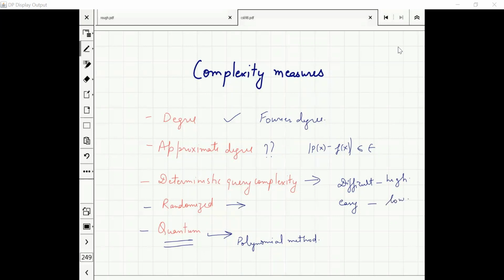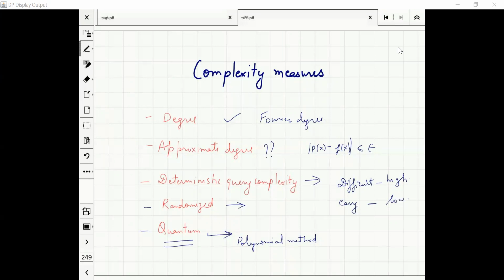Intuitively, that means we should say that if complexity measure 1 is high, then the other complexity measure should be high. If degree is high, then approximate degree should be high. If deterministic query complexity is high, then approximate degree should be high. The intuition is correct, but life is not fair, and it can happen that these quantities are not exactly equal.